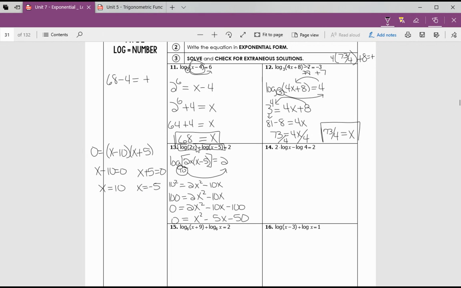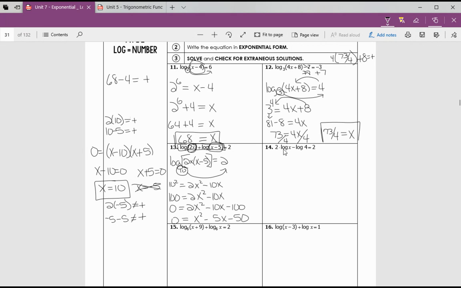Now I can keep 10 because 2 times 10 is a positive number, and even 10 minus 5 is a positive number. You have to check both the groups to make sure they stay positive. But when I plug in negative 5, I'm going to have to throw that one out because 2 times negative 5 is not a positive, and negative 5 minus 5 does not equal a positive either. So although I did all that work and came up with 2 answers, I have to omit one and keep the other.